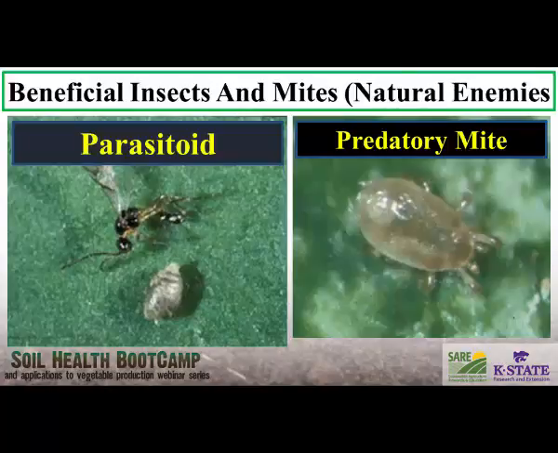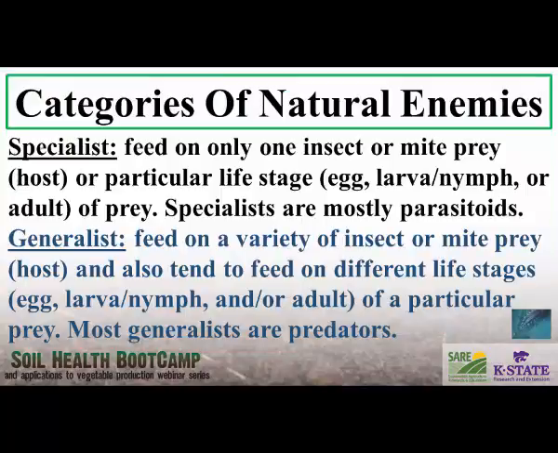The two main types of natural enemies are parasitoids on the left and predators on the right. These are the beneficials that are responsible for regulating insect or mite pest populations, subsequently reducing the level of damage to vegetable crops. The two categories of natural enemies are specialists and generalists. Specialist natural enemies feed on only one insect or mite prey or host, or particular life stage, such as egg, larva, nymph, or adult of the prey. In general, parasitoids tend to be specialists. Generalist natural enemies feed on a variety of insect or mite prey or host, and also tend to feed on different life stages, such as the egg, larva, nymph, and or the adult of a particular prey. In most cases, predators are generalists.